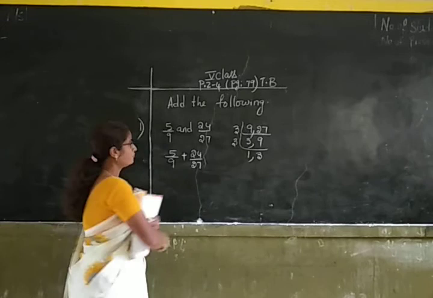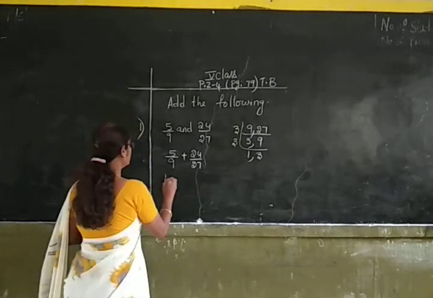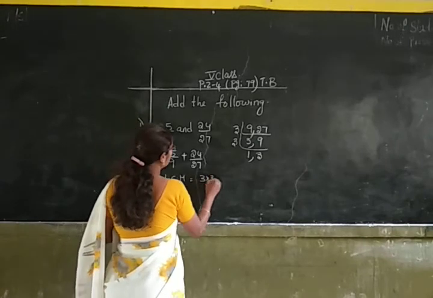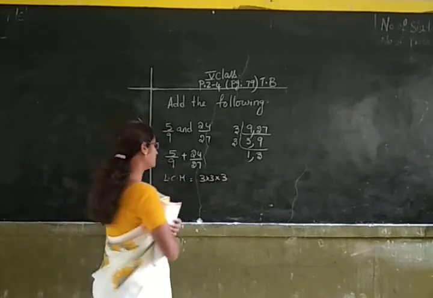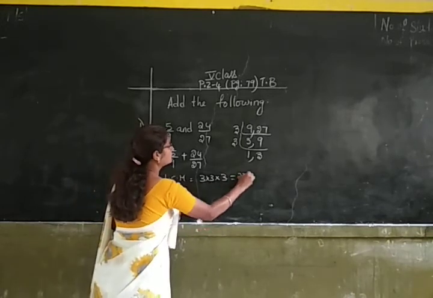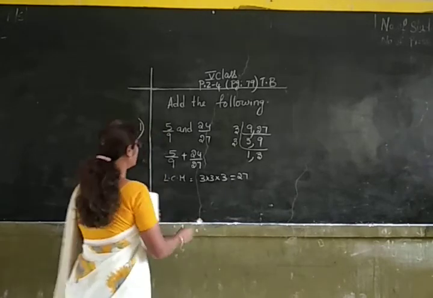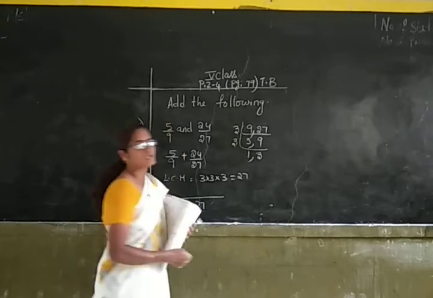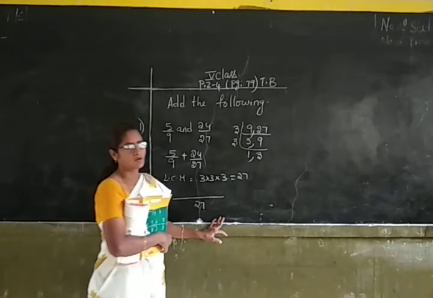So we are finding the LCM for making the denominator same. So the LCM is 3 into 3 into 3. 3 3s are 9, 9 3s are 27. So here the LCM is 27 and 27 will become the denominator. After finding the LCM, the LCM will become the denominator.